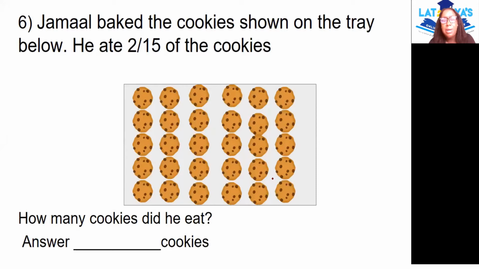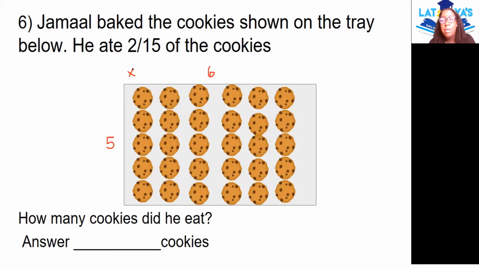Question number 6. Jamal baked the cookies shown on the tray below. He ate 2/15 of the cookies. How many cookies did he eat? The question said he ate 2/15 of the cookies. 2/15 out of how many cookies? How many cookies do we have in this tray? You have choices. You can count in ones until you get to the end. For me, I'm going to count to the side here. I have 1, 2, 3, 4, 5. On this side, I have 1, 2, 3, 4, 5, 6. So instead of counting in ones, I'm going to multiply. 5 times 6 is 30. So I know that I have 30 cookies in this tray.